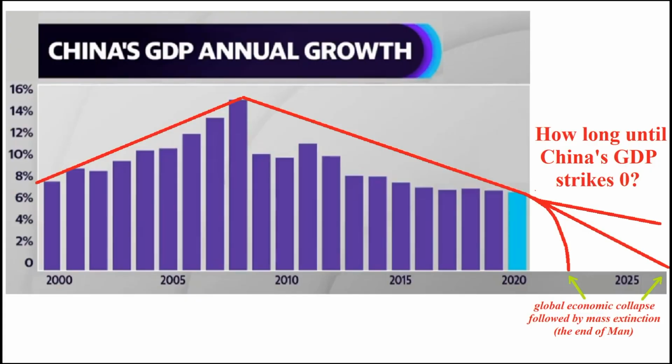Okay, and I like this graph a little better. It shows that China's GDP grew, but it's been coming down now for quite a few years, approximately 15 years. It's coming down. And especially if other countries don't grow, well, China's not going to grow either.